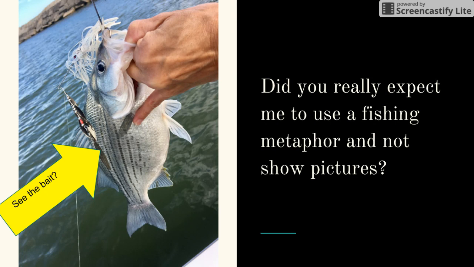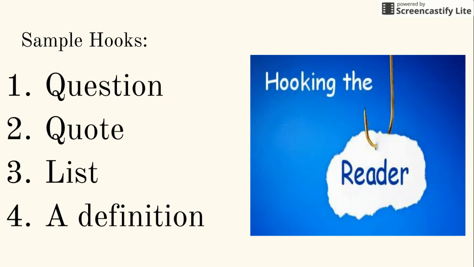Notice the nice shiny bait I used to attract this fish. You too need to hook your reader. You need to choose a nice shiny strategy to hook them and make them want to read on. Here are 4 ways to do that. You can start by asking an engaging question, quoting an expert, but be sure that quote has something to do very closely with your topic and your claim. Provide a list related to the topic and claim, or start with a definition that's related to your essay.